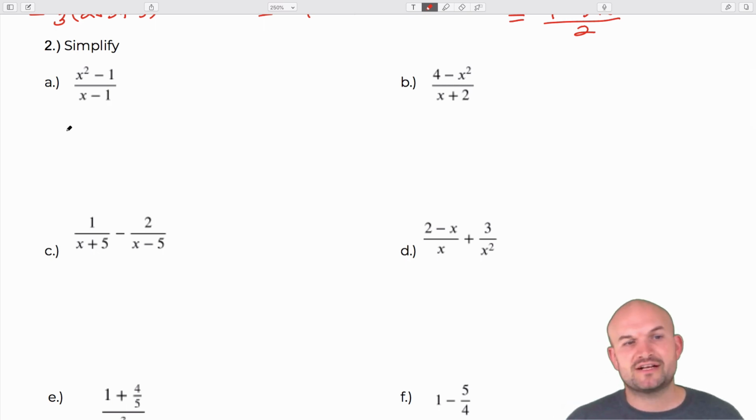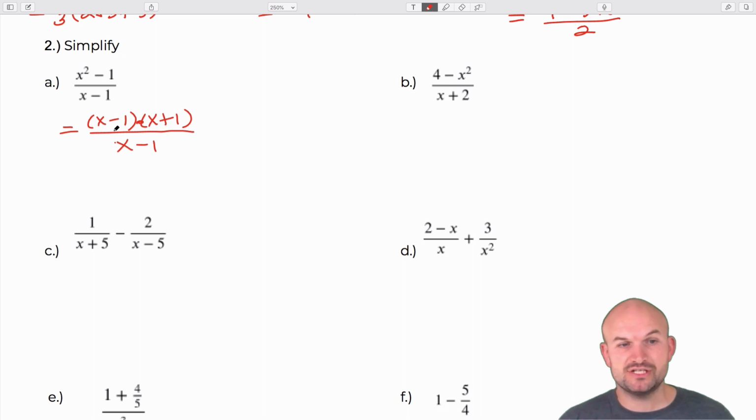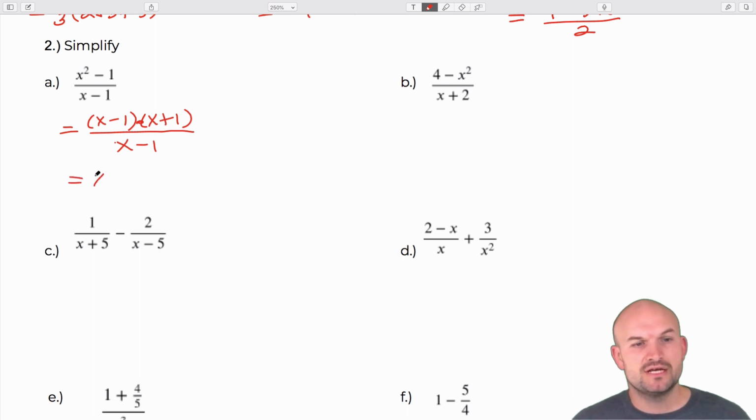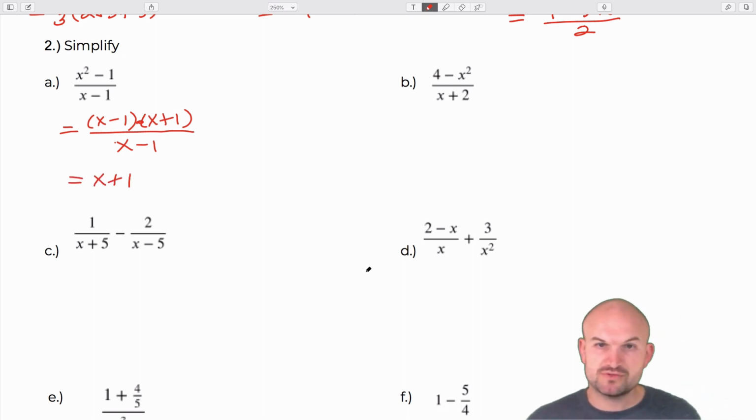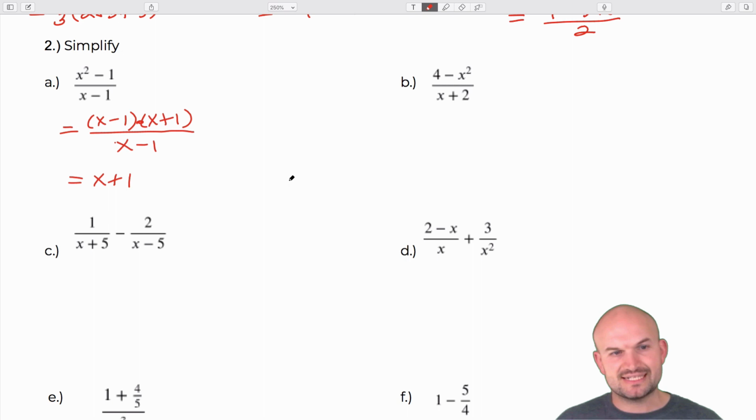There's nothing we can factor in the denominator here, but in this numerator, we can factor this as the difference of two squares, x minus 1 times x plus 1, all over x minus 1. Now you can see that these quantities are separated by multiplication, so I can divide out the x minus 1s. That just leaves me with x plus 1 as the simplified expression. So we're not going to talk about holes and asymptotes and all that kind of stuff, but just practicing that rewriting and factoring, so that you can simplify them.